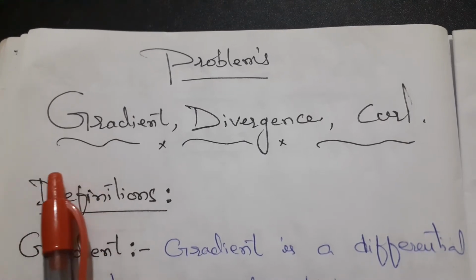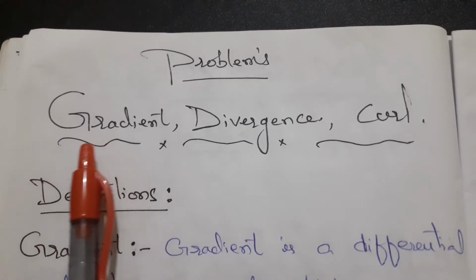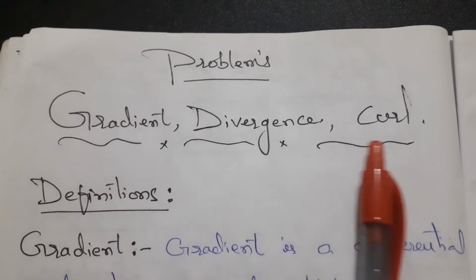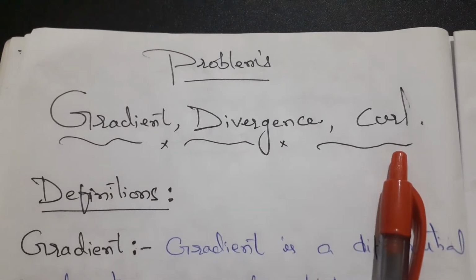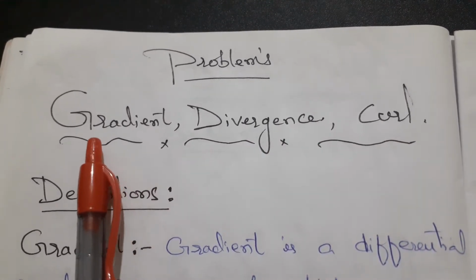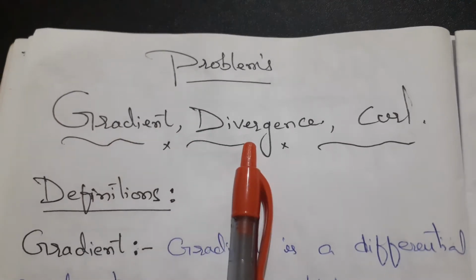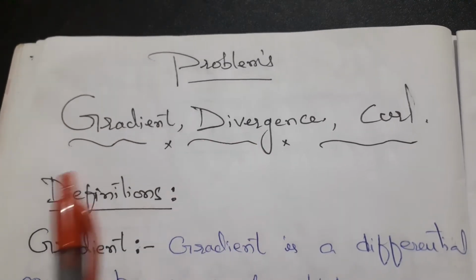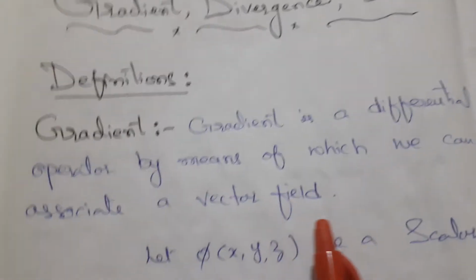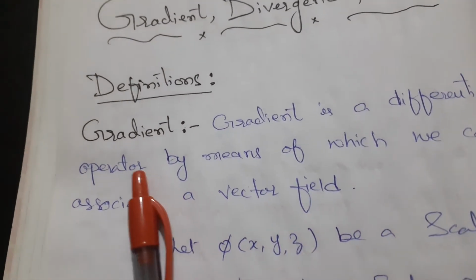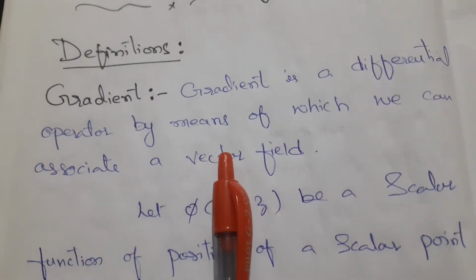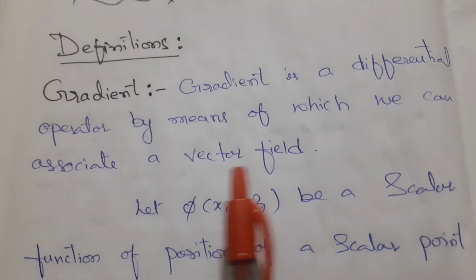Number of times the problems are asking to find out the gradient, find out the divergence, find out the curl of a vector field. So first of all we have to differentiate what is gradient, what is divergence. First of all we will talk about a little bit of definitions, and after that we will solve the problems based upon this.